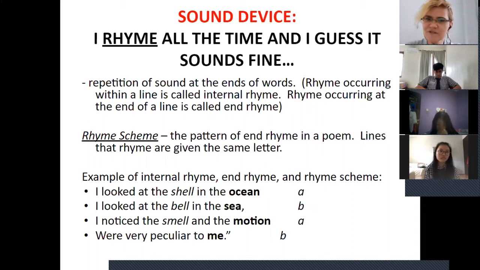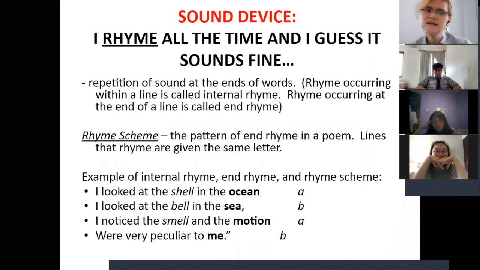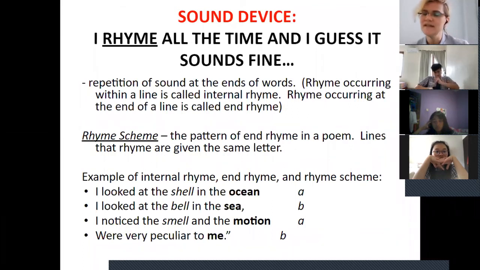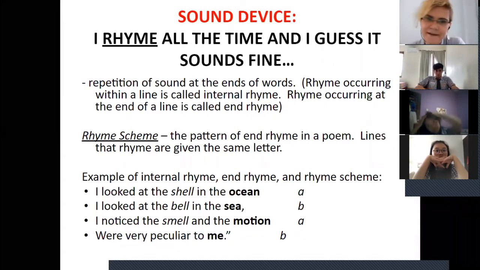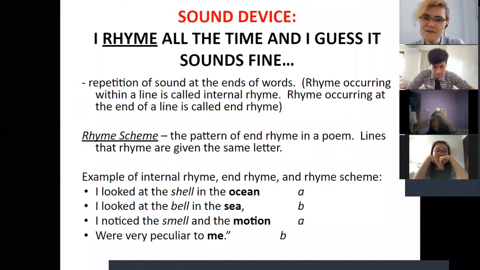Now, the sound device rhyme: repetition of sounds at the end of the word. Rhyme occurring within a line is called internal rhyme. So internal rhyme is when you get the rhyme within the sentence, in the middle, but the rhyme that comes at the end of the line, we call end rhyme. So you've got internal rhyme and end rhyme. Then there is the rhyme scheme. I think we talked about this already last year. Rhyme scheme is the pattern of end rhyme in a poem.